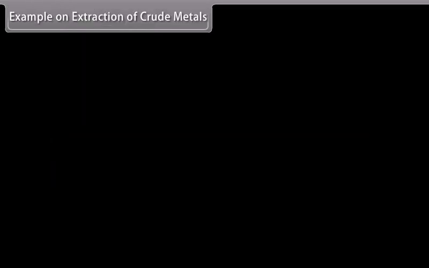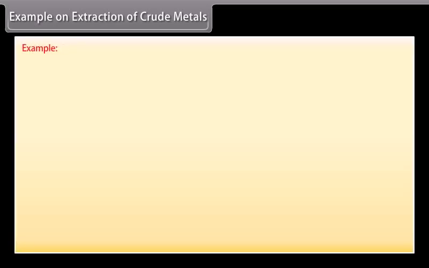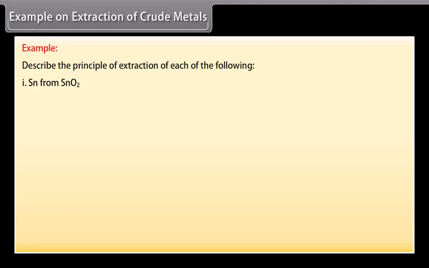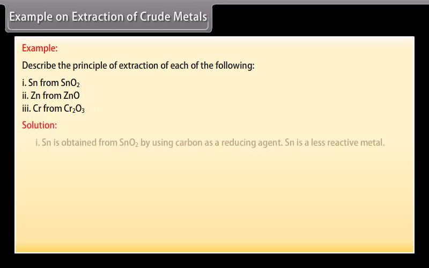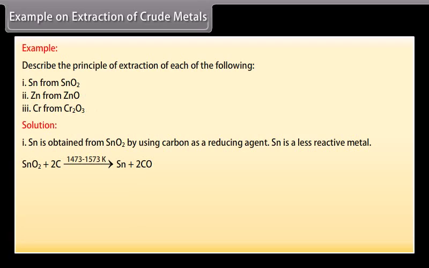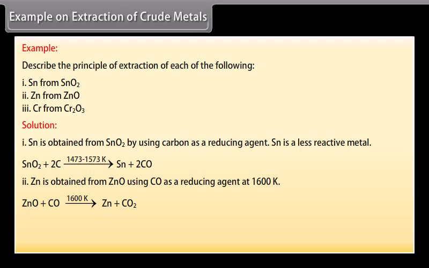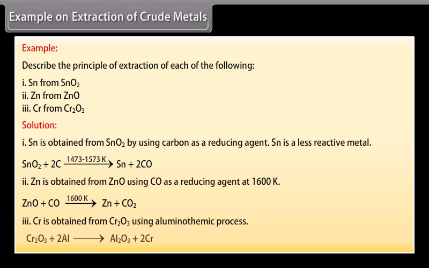Example on extraction of crude metals. Let's take an example on extraction of crude metals. Describe the principle of extraction of each of the following: Sn from SnO2, Zn from ZnO, Cr from Cr2O3. Let's see the solution. Sn is obtained from SnO2 by using carbon as a reducing agent. Sn is a less reactive metal. Zn is obtained from ZnO using CO as a reducing agent at 1600 Kelvin. Cr is obtained from Cr2O3 using aluminothermic process.